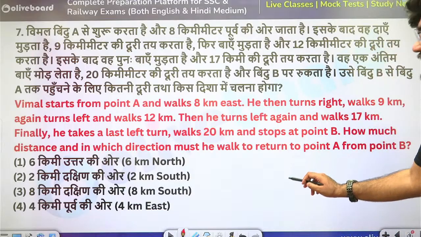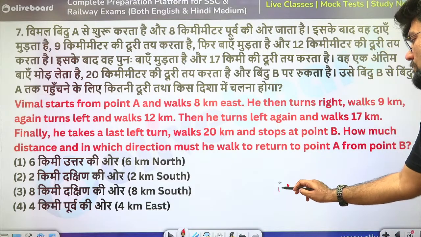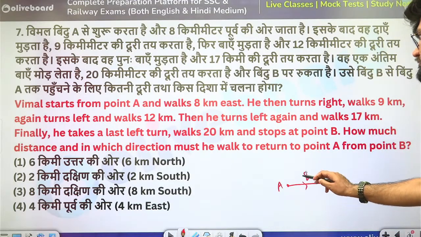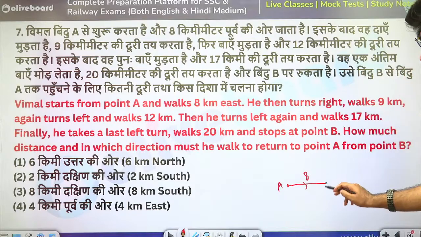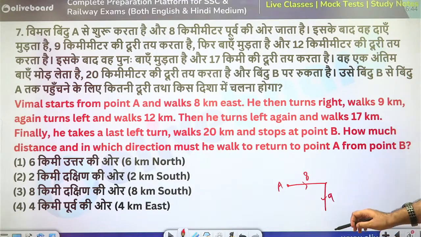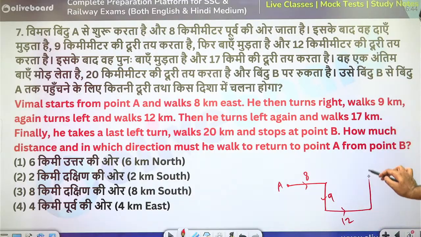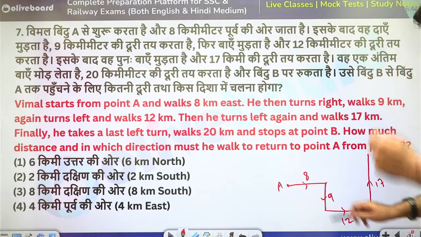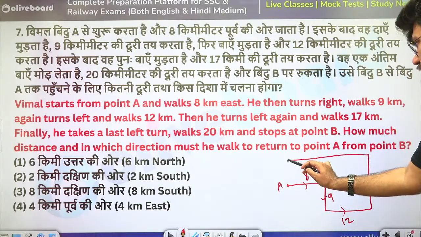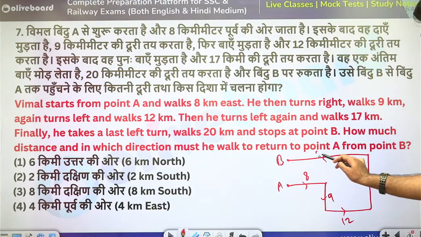Vimal starts from point A and walks 8 kilometers east. Then turns right, walks 9 kilometers. Again turns left and walks 12 kilometers. Then turns left and walks 17 kilometers. So 9 plus 8, 17. Finally takes last left turn, walks 20 kilometers. 8 plus 12 is 20 and stops at point B. How much distance in which direction must he walk to return to point A?